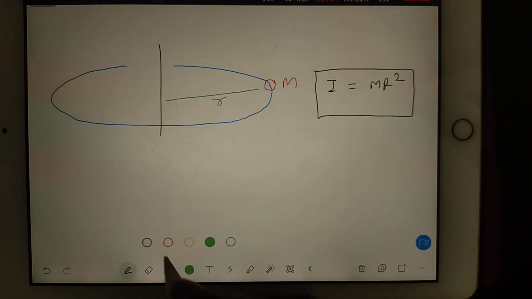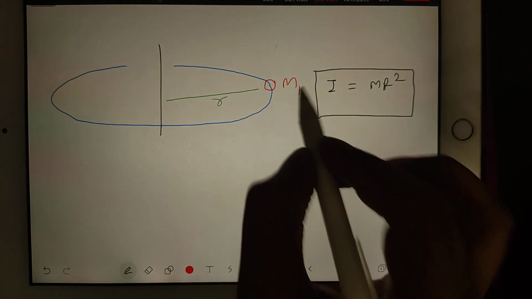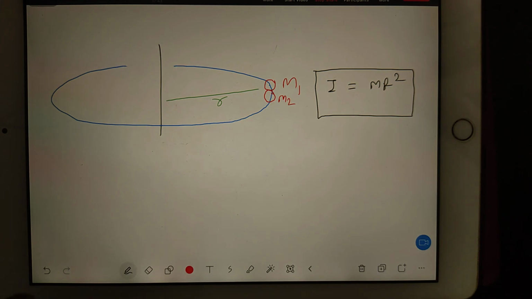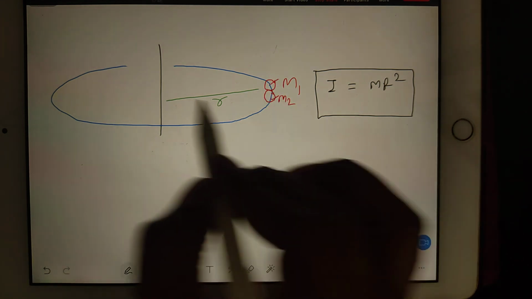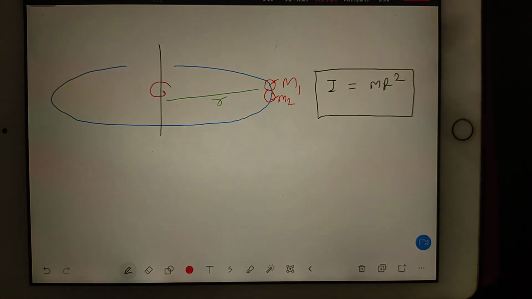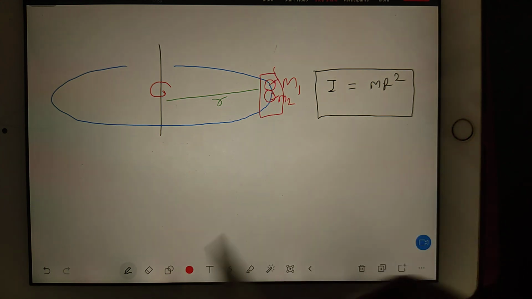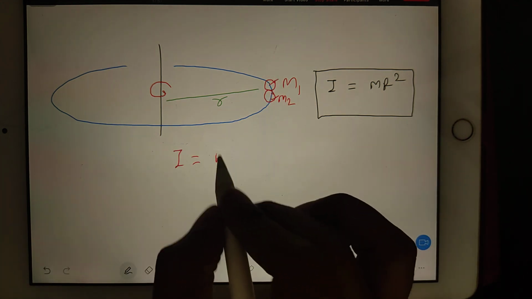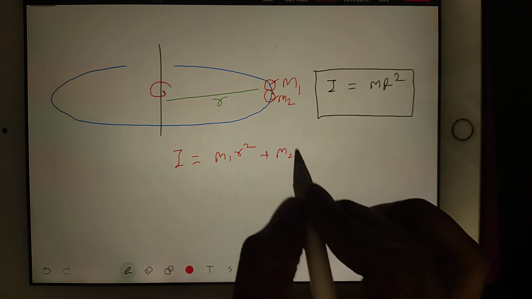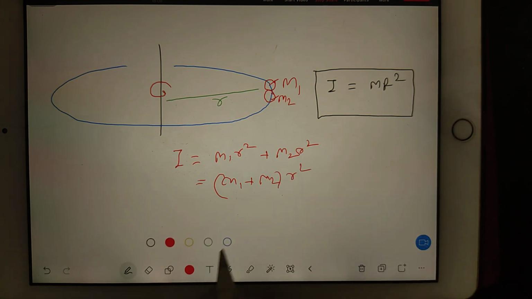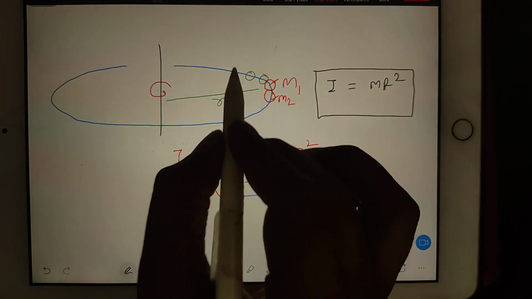Now imagine what will happen if I consider this mass as m1 and add one more mass here as m2. Both the masses are revolving around the same axis, right? That's why the moment of inertia of this entire system will increase. This time it will be m1 r square plus m2 r square, or m1 plus m2 times r square. You see, the masses got added, right? Now imagine I have one mass here, one here, one here, one here.